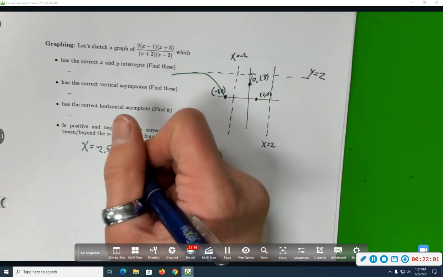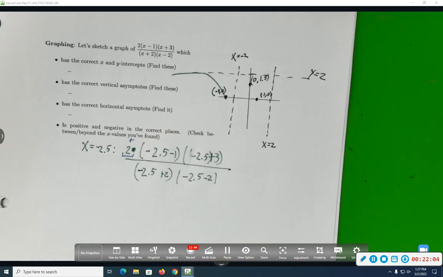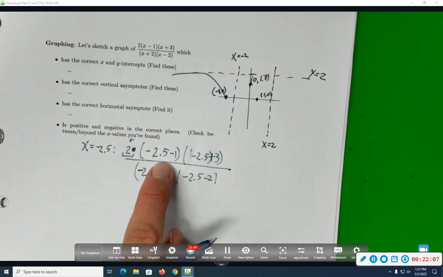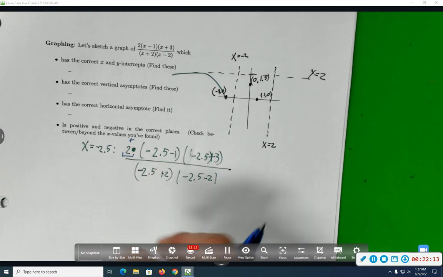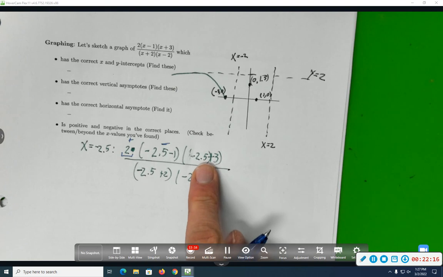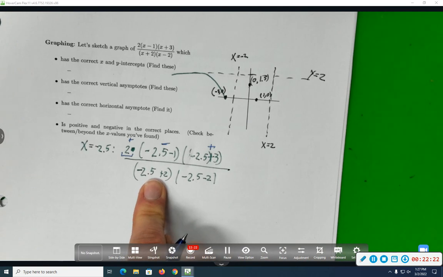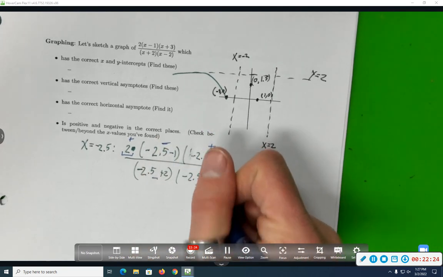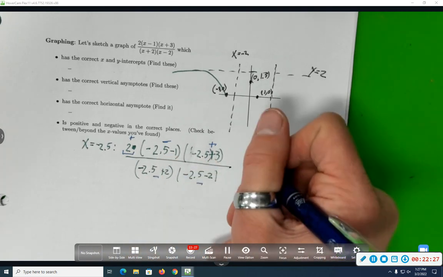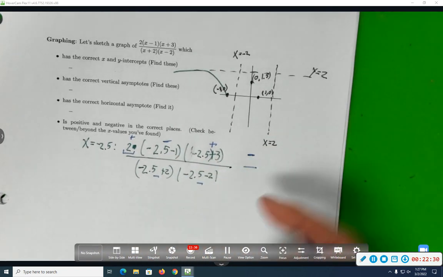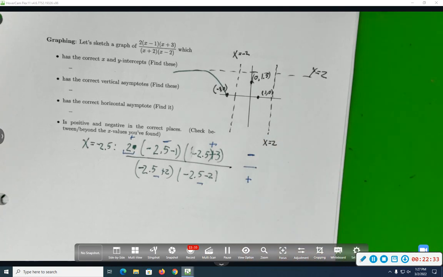And now I'll just play the game of each ingredient. Is it positive or negative? So 2 is positive. -2.5 minus 1, positive or negative? It's negative, right? It's a negative minus a positive. Next piece. Positive. Next piece. And so positive times negative times a positive, the top is negative, divided by positive. Positive or negative? Negative. So that means for all x values between -3 and -2, it has to be negative, and it has to make it to that vertical asymptote.